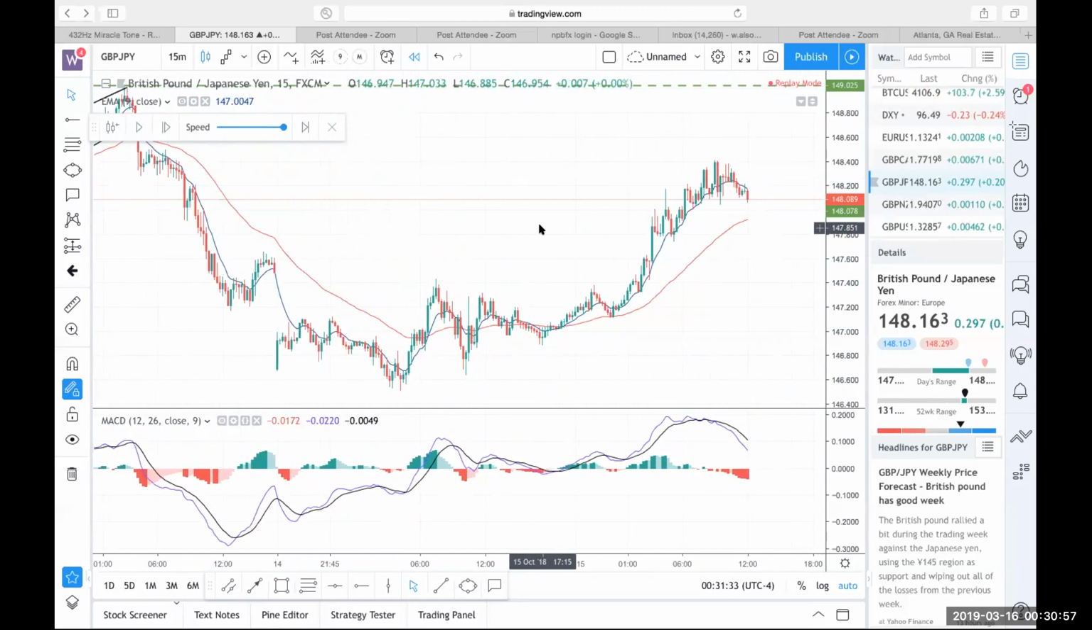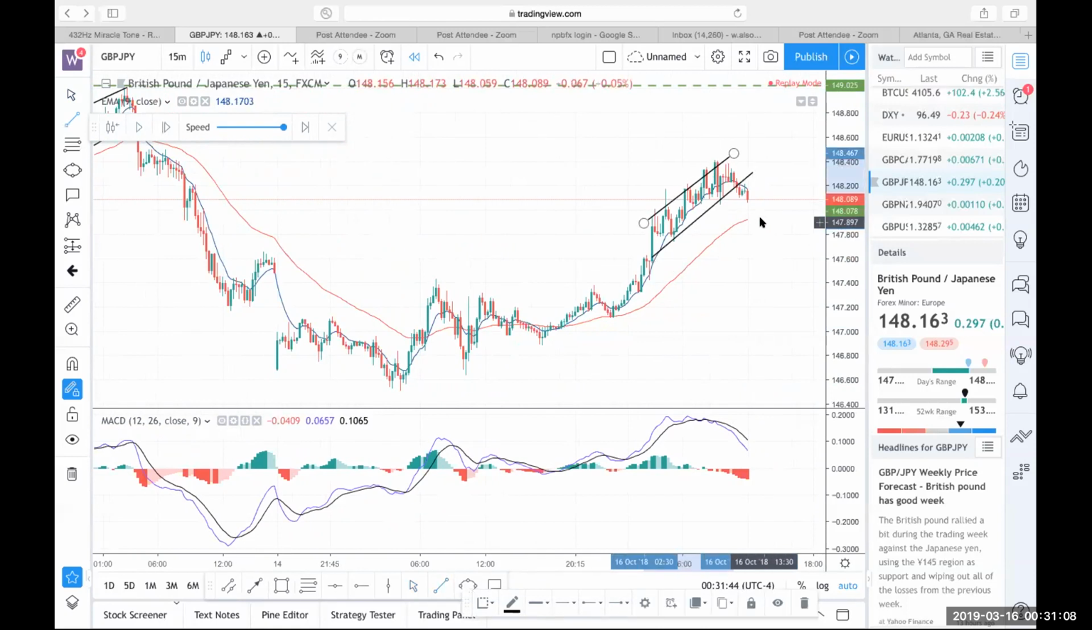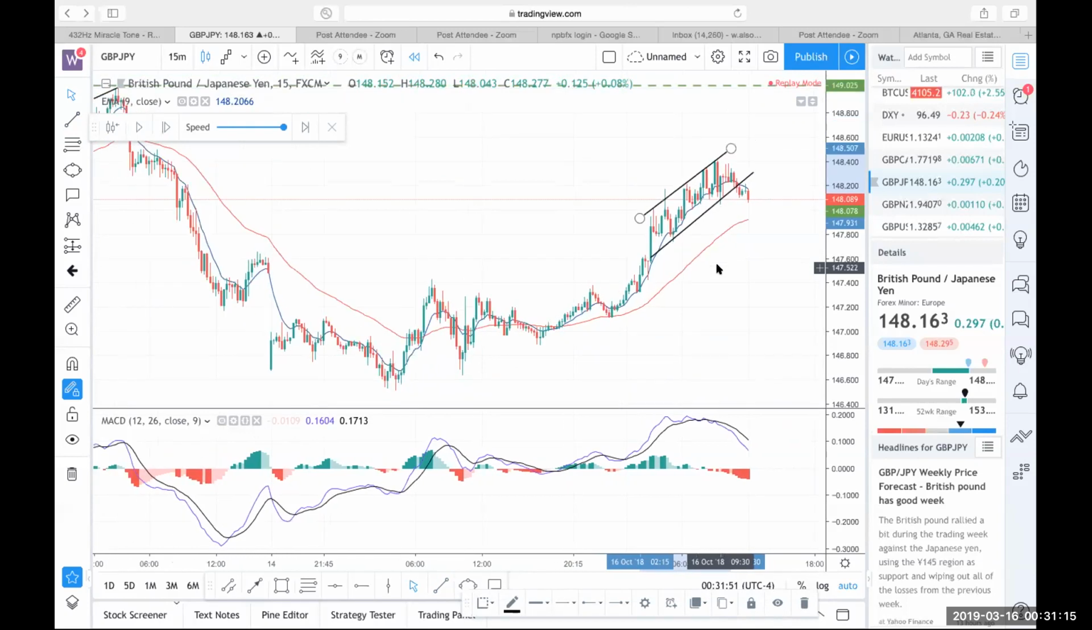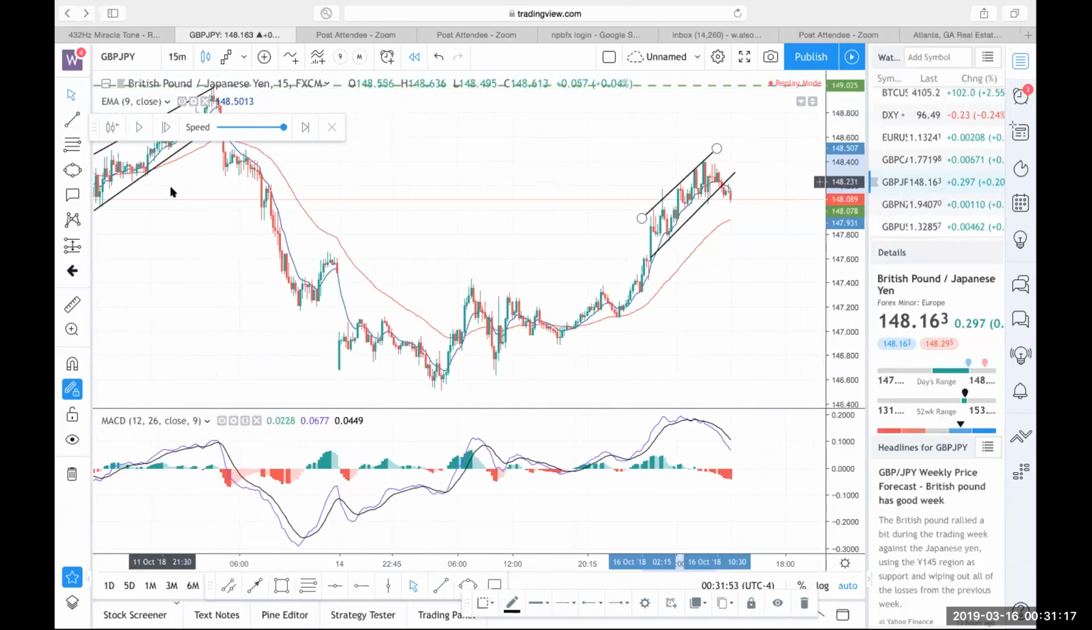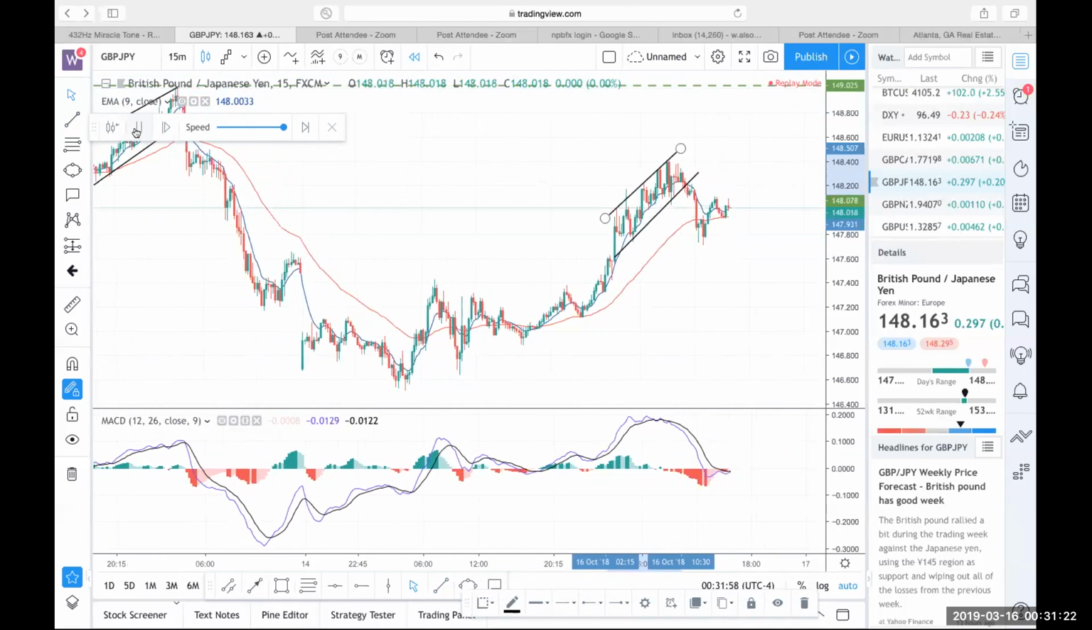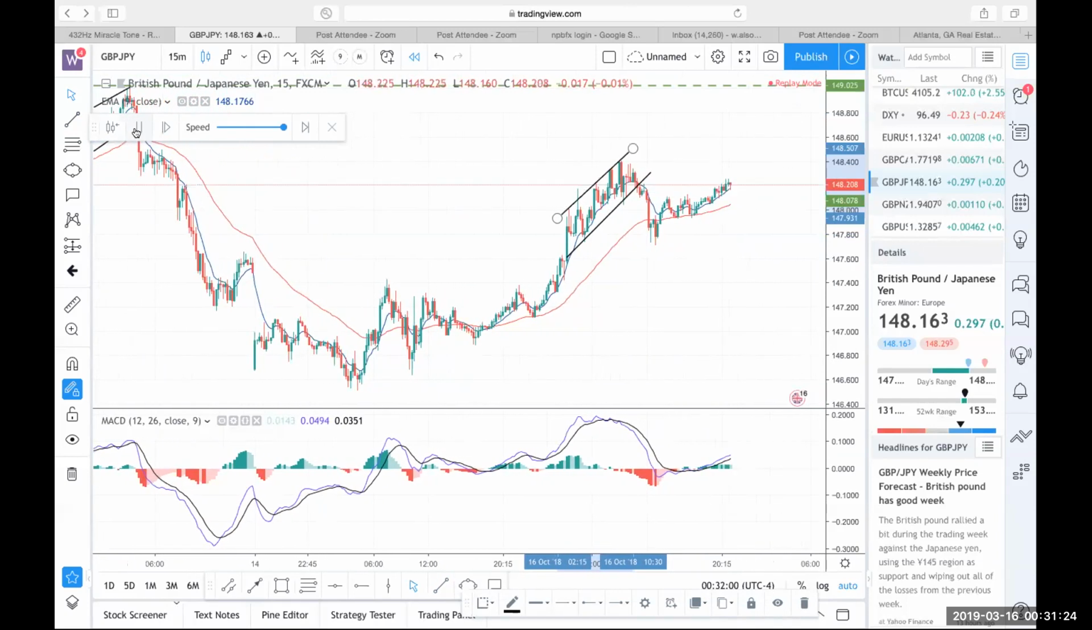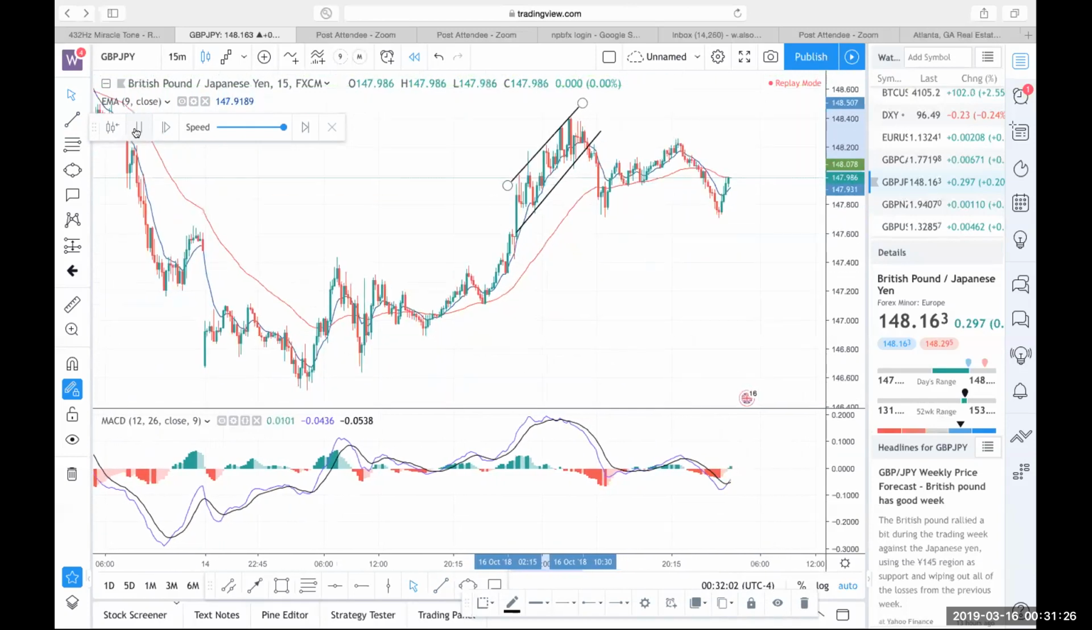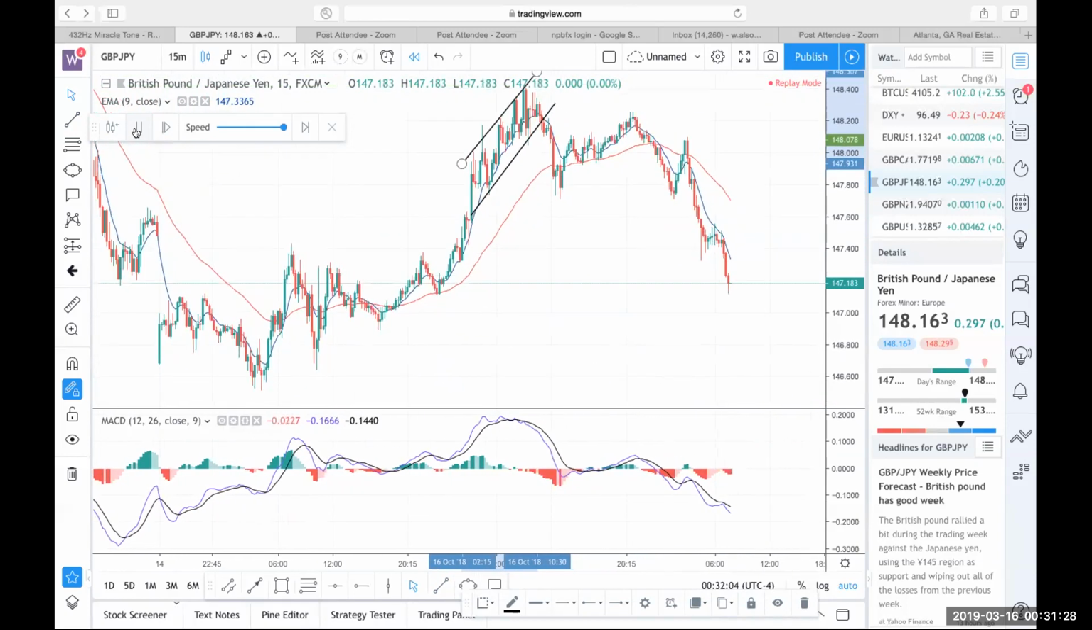Is that an ascending channel right here? Yes, it is. Okay, ascending channel, and your MACD is coming back to the downside. Then your EMAs are going to cross. Let's try and predict the future. Let's see. Whoop, whoop. Come on, girl. There you go. Whoop, whoop. There you go.